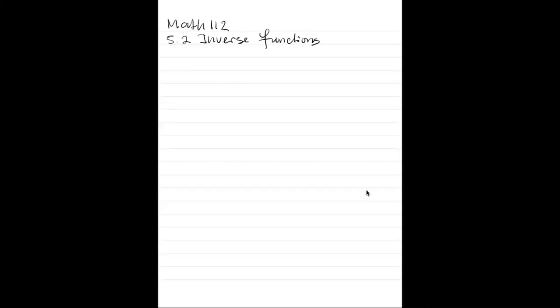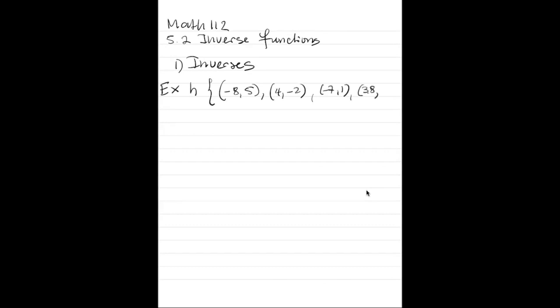5.2 inverse functions. Number 1, inverses. So example, if we have a relation, let's call it H, with the following description. -8 goes to 5, 4 goes to -2, -7 goes to 1, 3.8 goes to 6.2. So that is a relation called H.